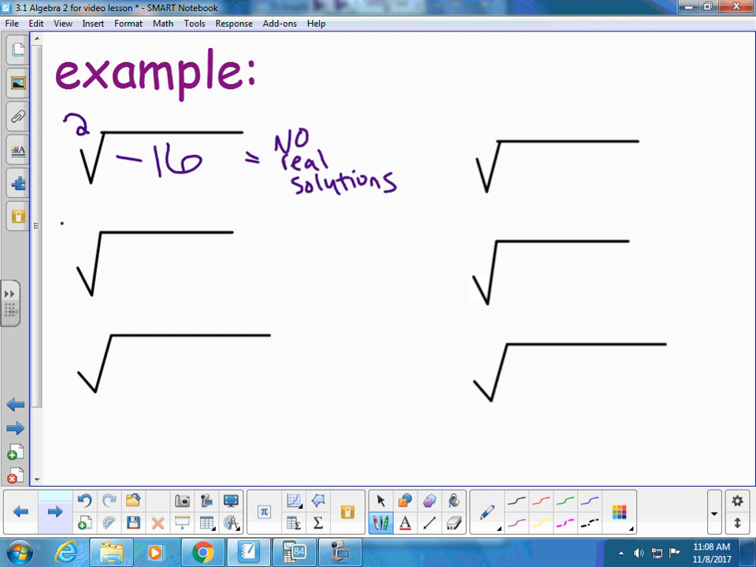Let's say we're going to take the square root of 0. That would just be 0. And then let's say we're taking the square root of 16. Our answer would be positive and negative 4, which does mean there's two real solutions.